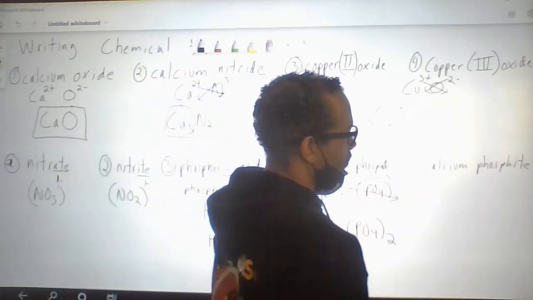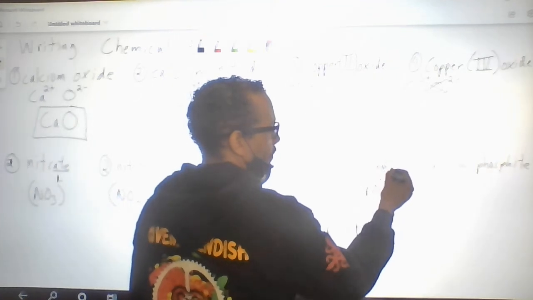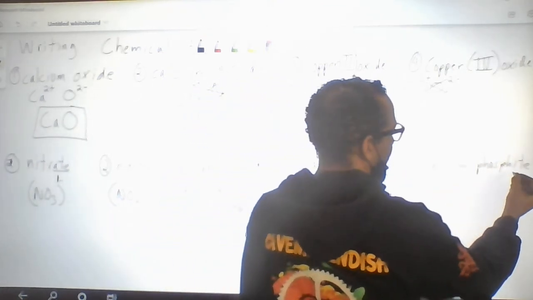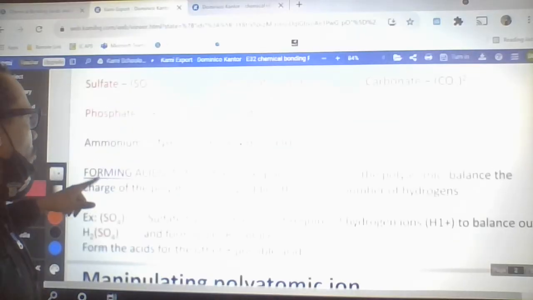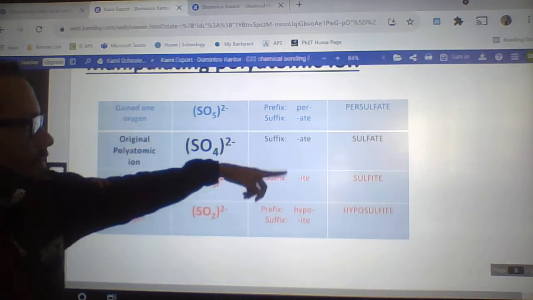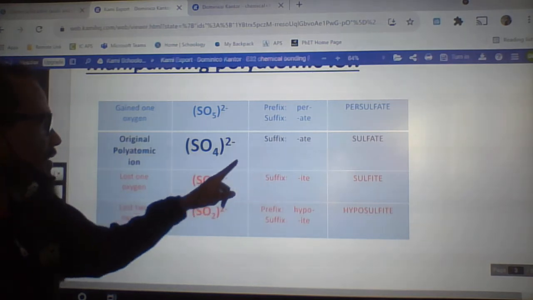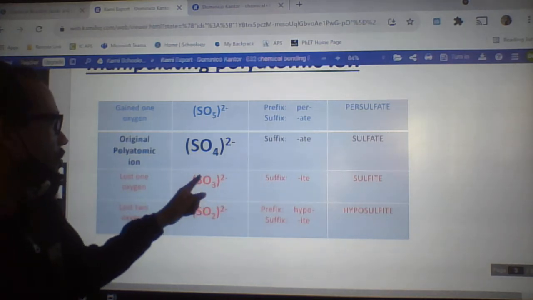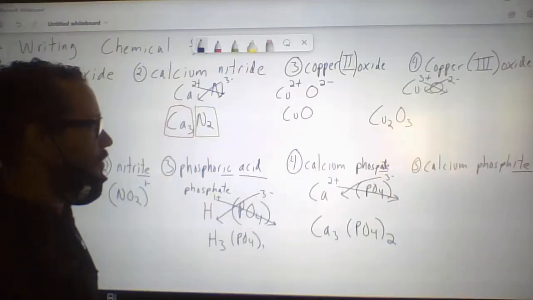Here, I noticed this is calcium phosphite. Oh, we went from ATE to ITE. Let me refresh my memory a little bit. So when I look at the chart, what happens if we get an ITE ending? Okay, he doesn't have the hypo prefix. He only has the ITE ending. That means that he lost 1 oxygen. Okay, that's pretty easy. I got this.